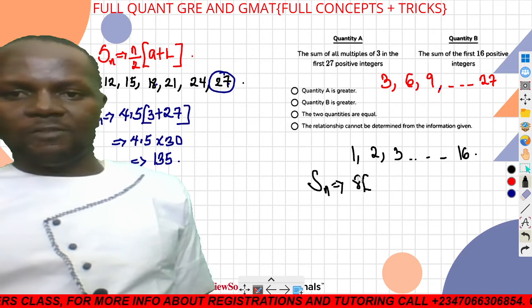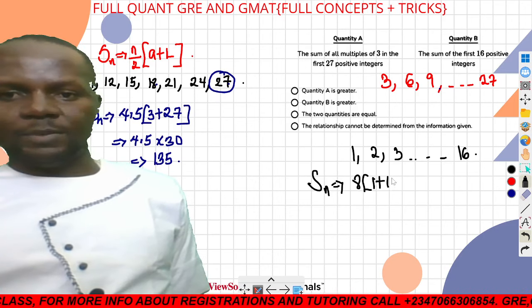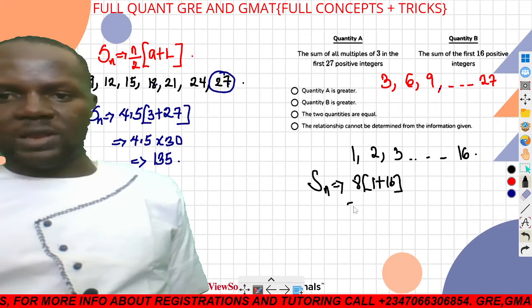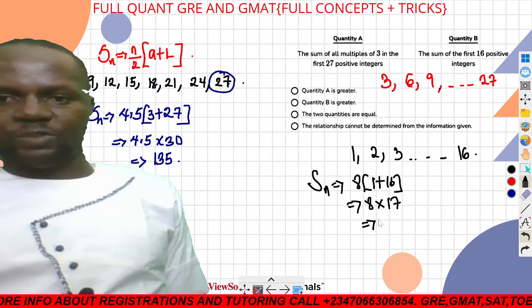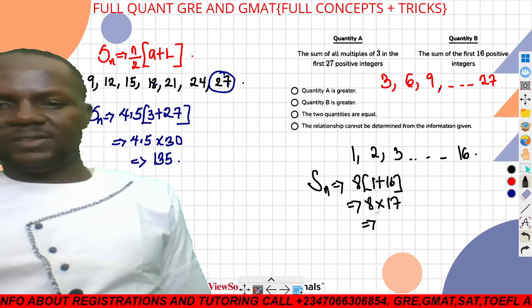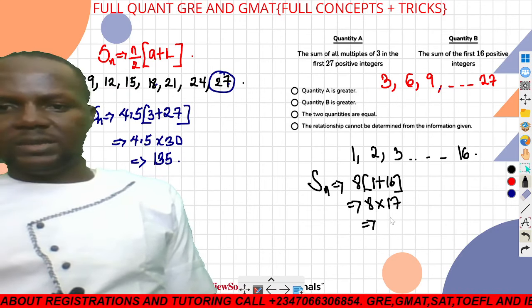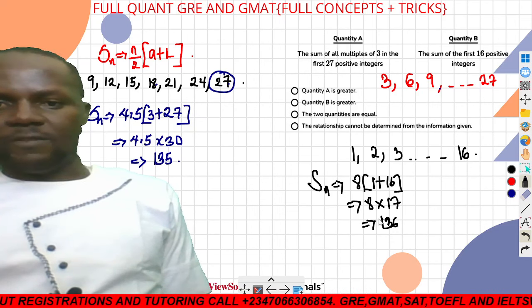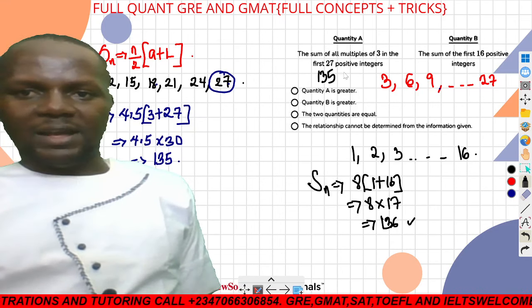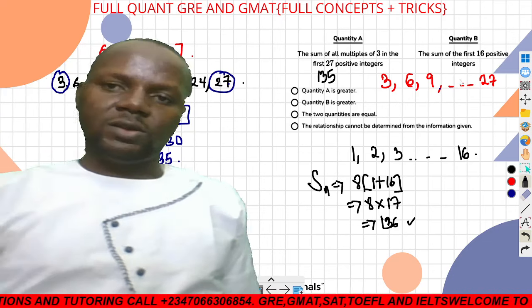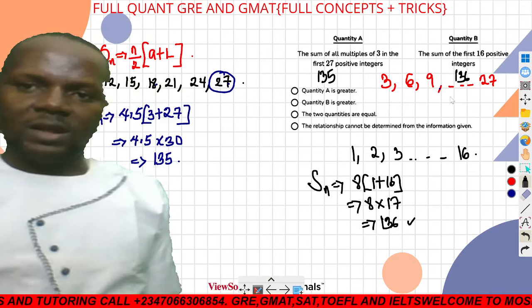That's 8. The first term is 1. The last term is 16. 16 plus 1 is 17. 8 times 17 is what I'm going to have. I think it's 136. 8 times 17 is 136. Yes, very close set of numbers. So this one is 135, and the one here is 136. I hope you can see.